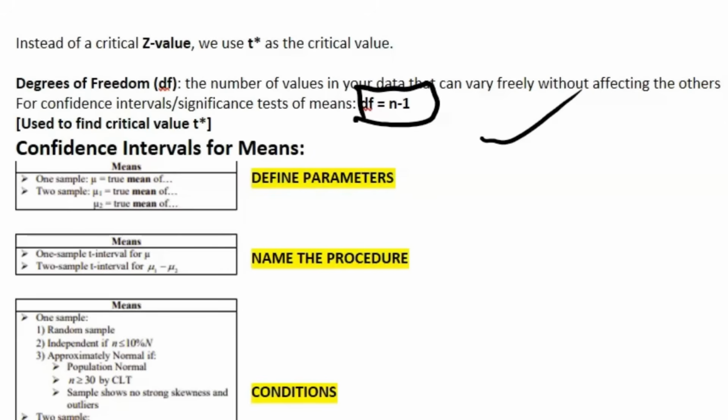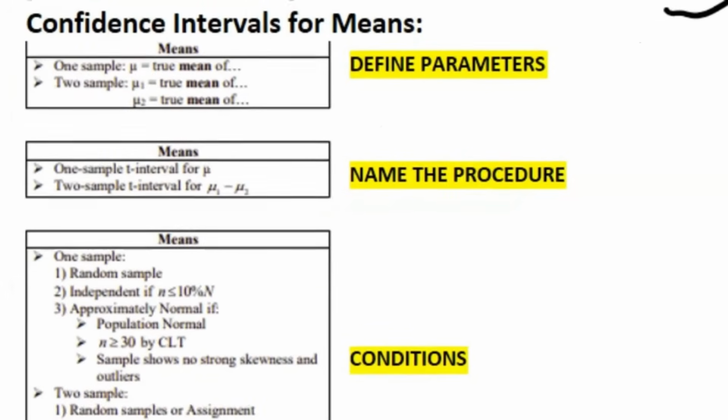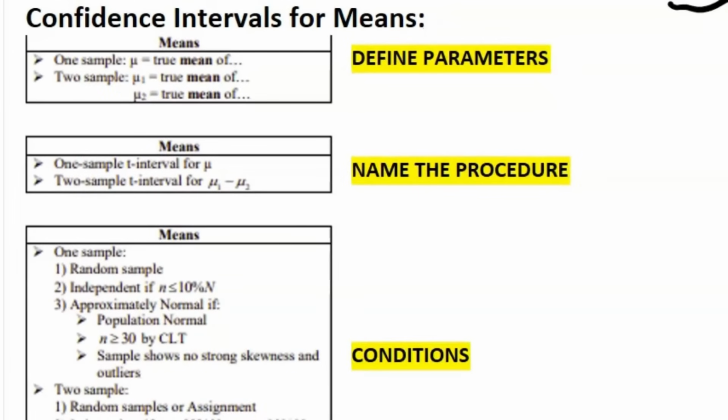So now let's dive into the actual confidence interval and then the significance test. So very, very similar procedure to proportions. We're going to define our parameters. So instead of the true proportion of something in context, now it is the true mean of something. And if it's a 2 sample, then you're going to do that for both of the samples.